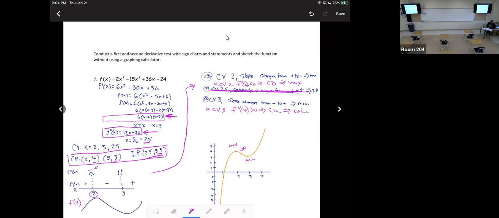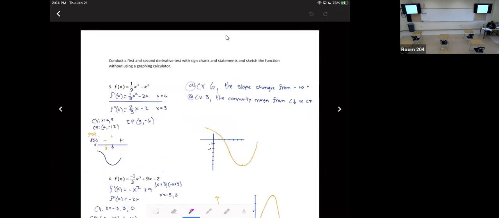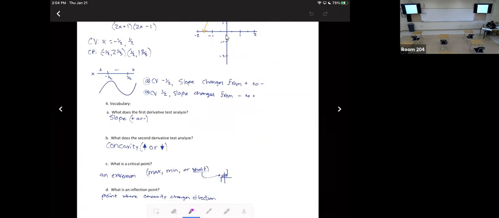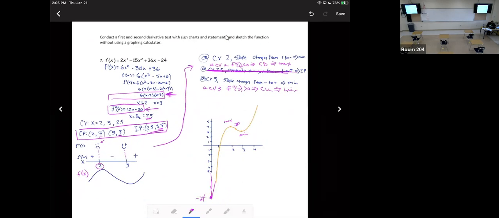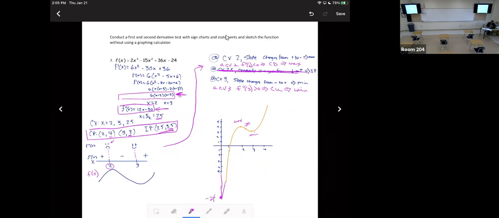Anybody have any questions about that? Because this is a key point. So when doing a first and second derivative test, let me just go back to a previous problem. The first derivative test is all about slope. The second derivative test is all about concavity. It's not about inflection point. All about concavity. So I would make corrections to your paper so that you have this down solid for number 7. And going forward today, we'll do first and second derivative tests the rest of the time so that we can just reinforce it.